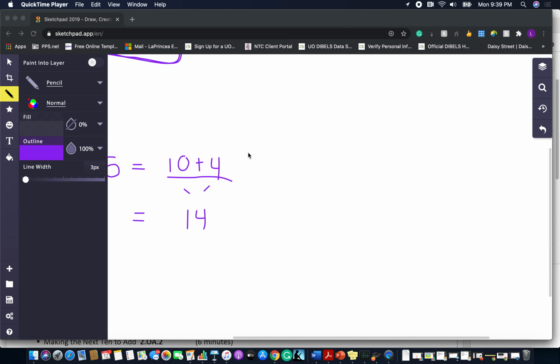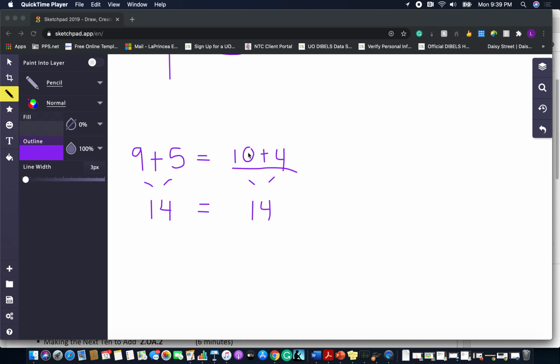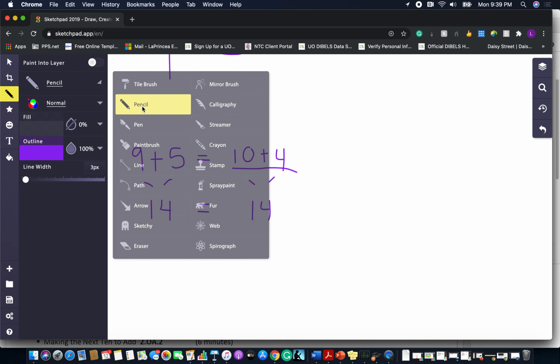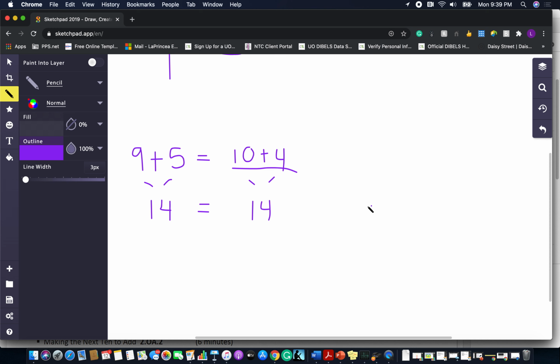Or 14 is equal to 14. So I want you guys to do this with the equation 9 plus 7. Think about what 9 plus 7 equals, and then come up with another equation that equals the same answer. You can use the number 10 as your starting point, or you can use any number that you want.